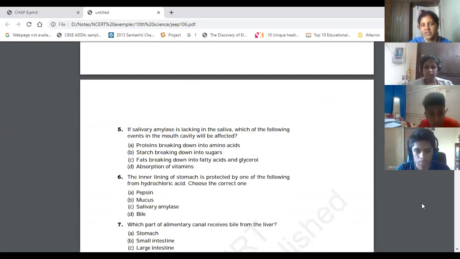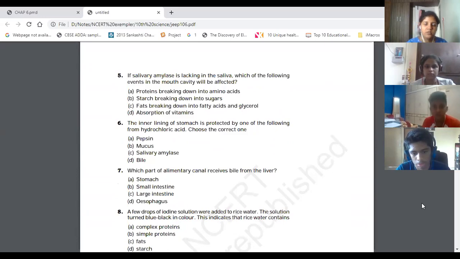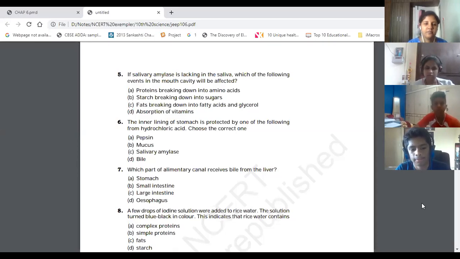If salivary amylase is lacking in the saliva, which of the following events in the mouth cavity will be affected? B. Starch breaking down into sugars. The inner lining of the stomach is protected by one of the following. Mucus. Right. Which part of the alimentary canal receives bile from the liver? Small intestine.